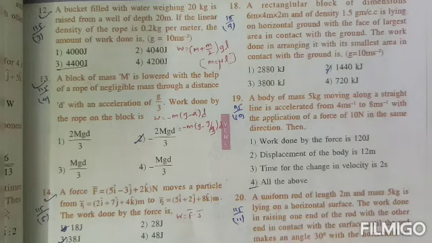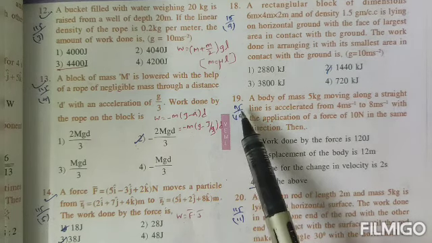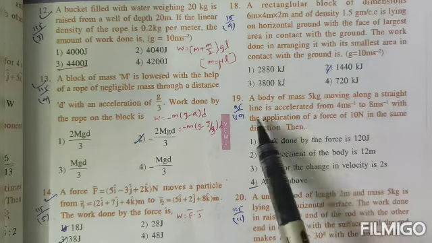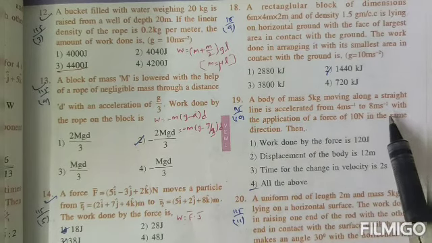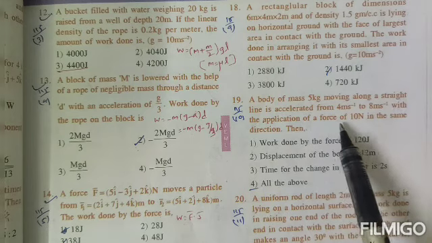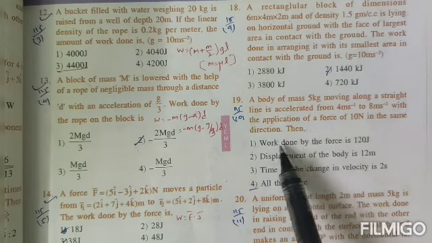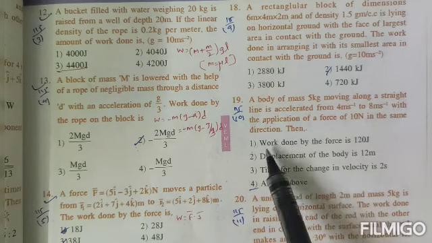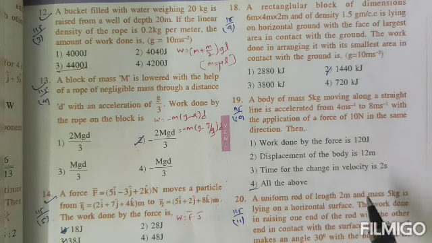Dear students, the next question from work, power, energy, NEET based question number 19. See the question. A body of mass 5 kg moving along a straight line is accelerated from 4 meter per second to 8 meter per second with the application of a force of 10 Newton in the same direction. Then they are asking work done, displacement and time. So we want to find work done, displacement and time, as well as compare these values and finalize. Okay, let's see one by one.